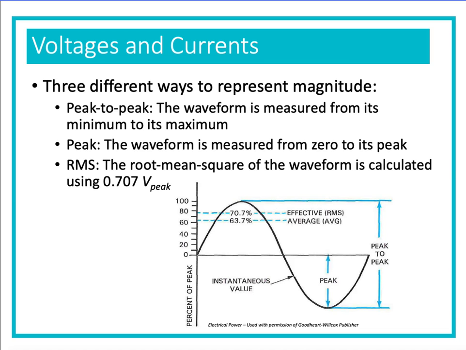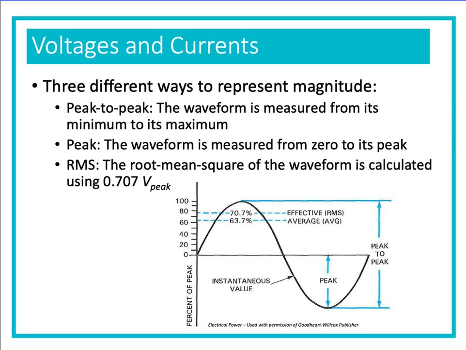So there are three different ways to represent the magnitude of a voltage or a current. First of all, we can measure the peak-to-peak value. That's where we go from the maximum to the minimum, or the difference between, and that gives us the peak-to-peak value. The peak value is measured from 0 to either the positive or the negative peak. It doesn't matter because the peak value is an absolute value, so we don't worry about the sign. We just have the distance between 0 and the peak.